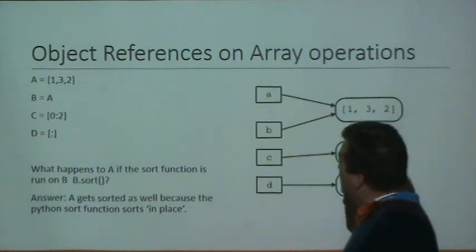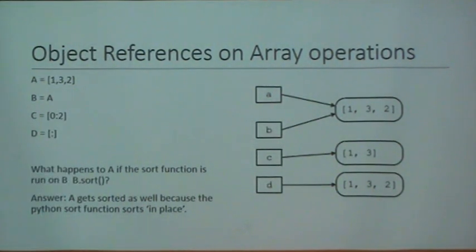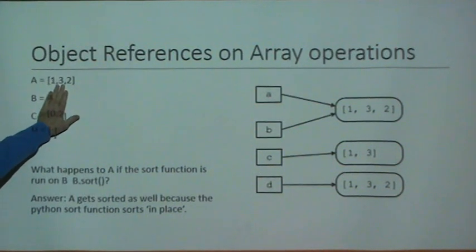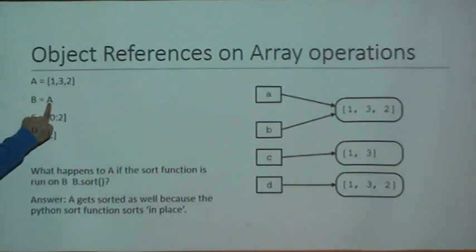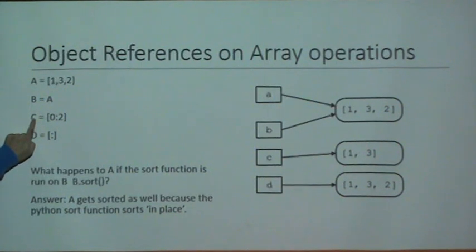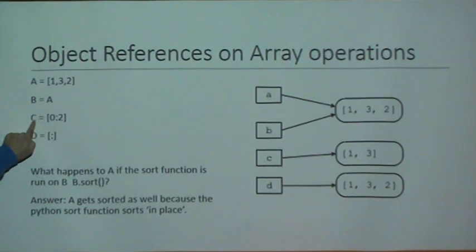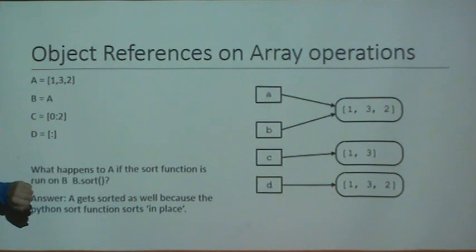Okay, so object references to an array. Suppose we had an array, A, and it was equal to 1, 3, 2. Then we came along and said B refers to whatever A refers to. And then we said C is equal to, this should have an A in front of it, sorry about that.